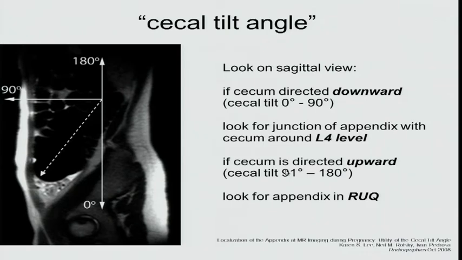Okay, so this is something that can help you decide where you want to start looking for the appendix in a pregnant woman. It's called the cecal tilt angle. So you go to the sagittal view, and you've got a line that kind of parallels the table. And then you have a 90-degree line. If your cecum is below the 90-degree line, then you're going to look for the appendix at about the level of the pelvic brim, about L4, about where the top of the iliac crests are. If it's above the 90-degree level, you're going to look in the right upper quadrant.